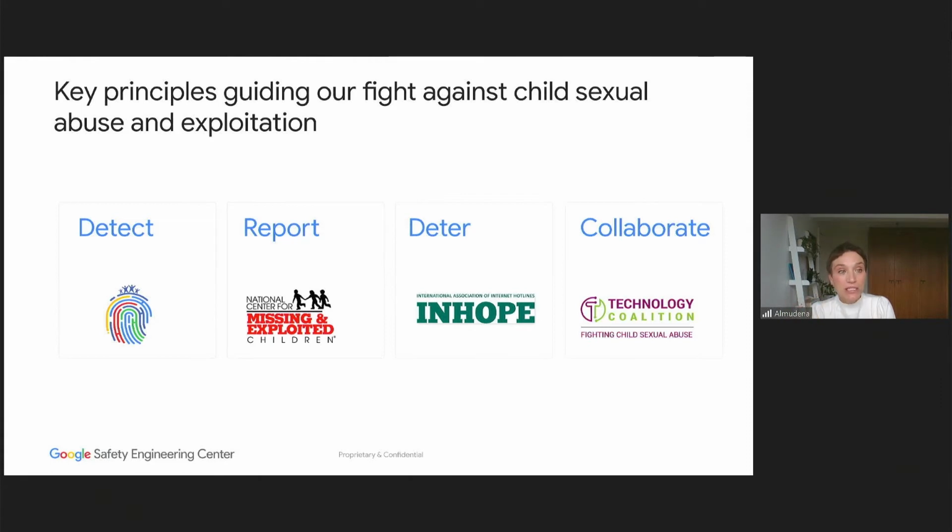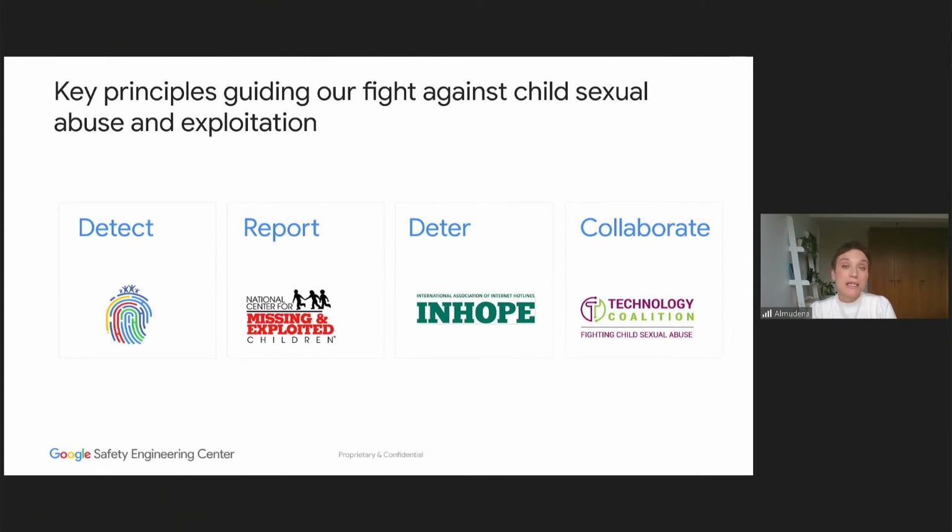So when it comes to deterring offenders, what we try to do is build our services and our products in ways that are not easy to abuse and not easy to be used for the production, storing, or the searching of this type of content.